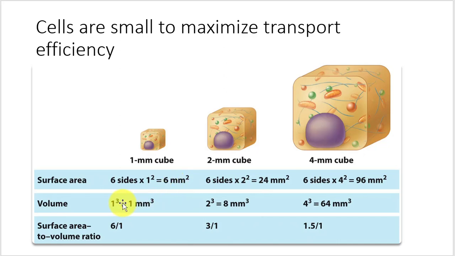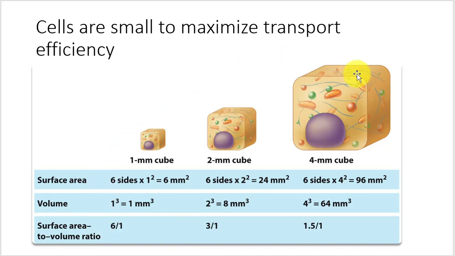Its internal volume, if it's 1 millimeter on each side, is 1 millimeter cubed. So that gives us what we call a surface area to volume ratio of 6:1. So for every 1 unit of internal volume, there are 6 units of surface area. So it's pretty high.